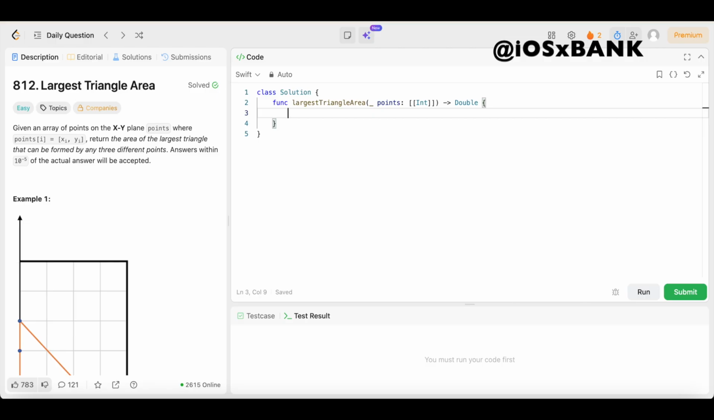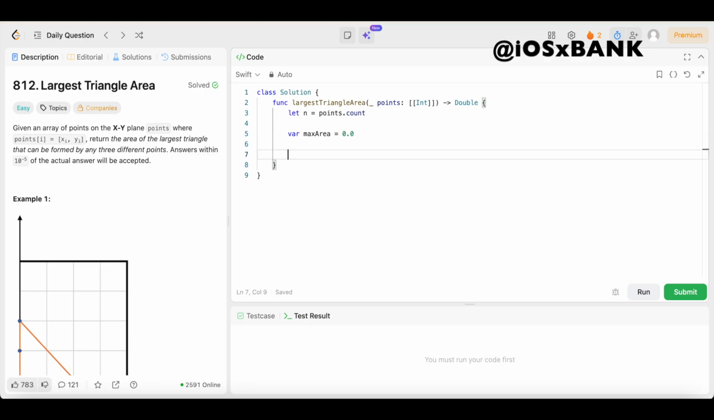So first thing we're going to do is create a constant that's going to let us track the total number of points. So we can say let n equal points dot count. Then we need to track the maximum triangle area that we have found so far. So we can declare a variable, call it max area, and we could just set that equal to 0.0.